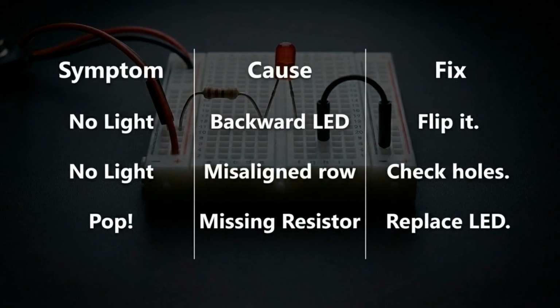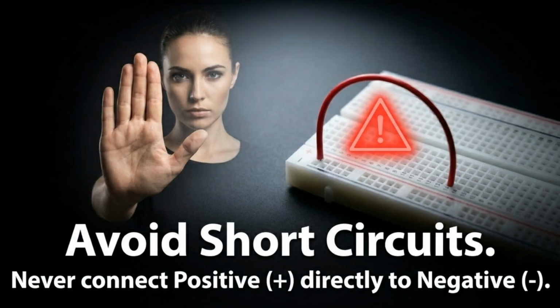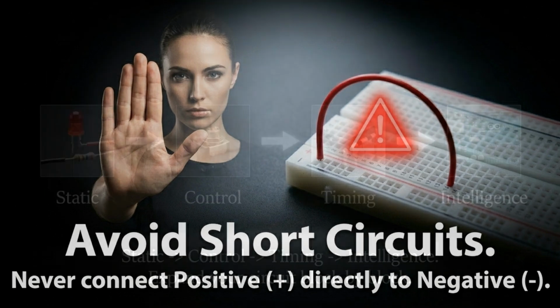Troubleshooting common issues. If there is no light, check the LED's polarity, or if the component is in the wrong hole. If you hear a pop, you likely forgot the resistor. Always avoid short circuits. Never connect the positive power supply directly to the negative ground without components in between. This is dangerous for your power source.